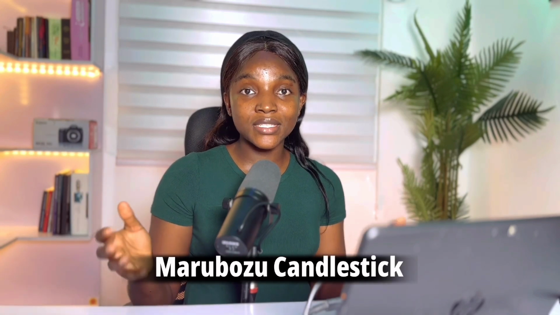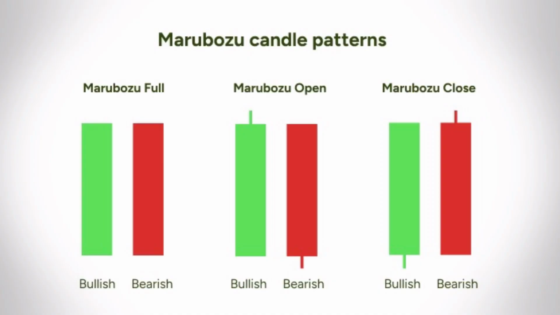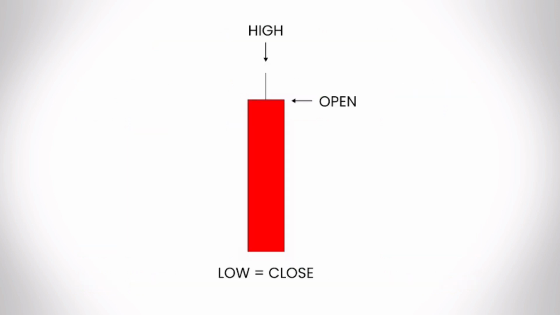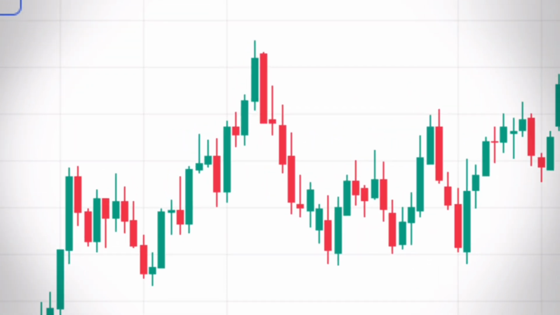The next candlestick on our list is the marubozu candlestick. A marubozu candlestick pattern is characterized by a long body and little or no wicks or shadow on either side. This pattern indicates strong buying or selling pressure depending on whether it's a bullish or bearish marubozu. The absence of wick shows that the price moved in one direction throughout the entire trading session without much opposition. It's a powerful indicator of market sentiment and trend direction.